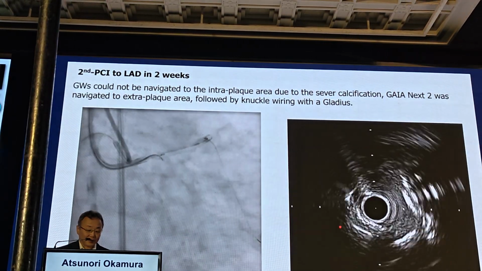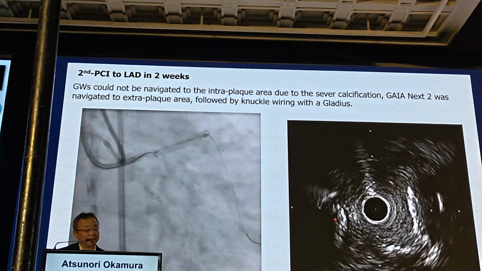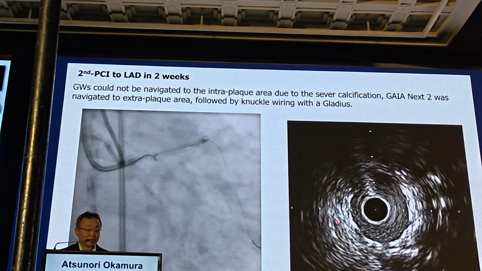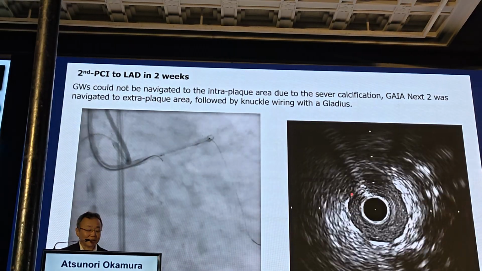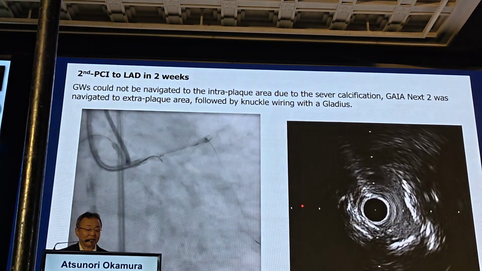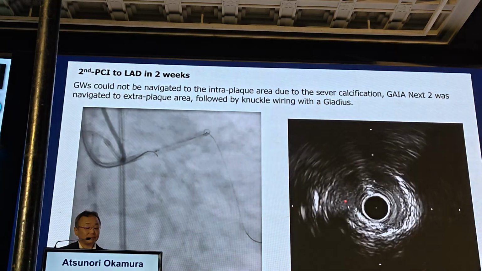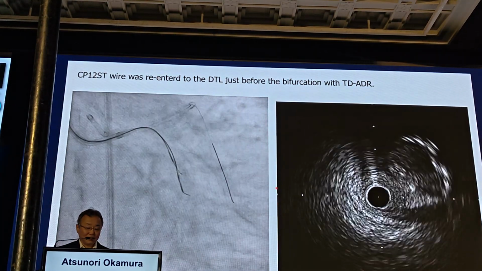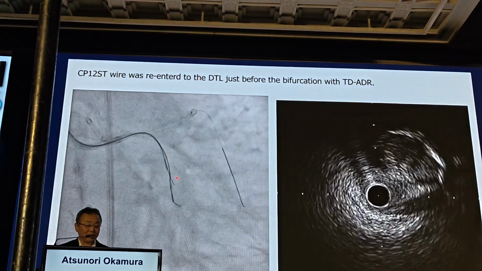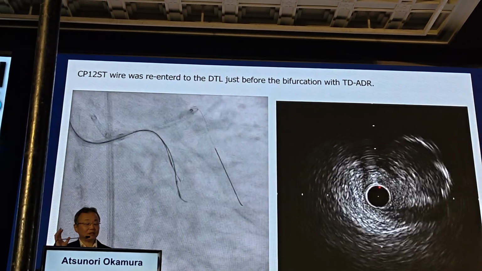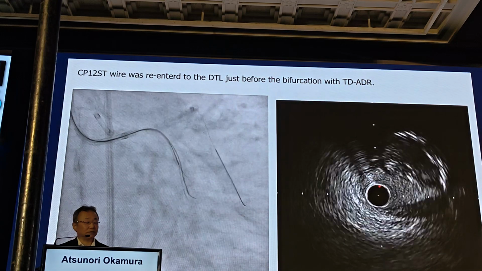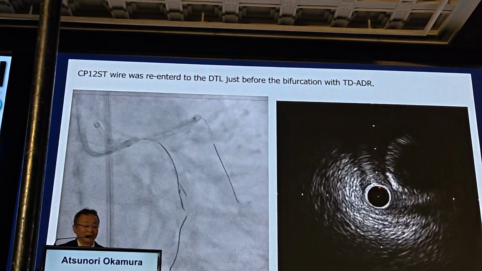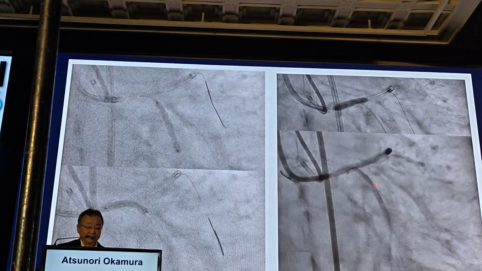This is the entrance of the LCX, very calcified. The guide wire could not be entered into the center part of the calcification. So that's why I intentionally navigated the guide wire tip to the sub-intimal space using a tip detection method. Then I did knuckle wiring, and I did a re-entry from here, TD-ADR. So navigation of the sub-intimal space is also okay if you can do the tip detection method or retrograde approach or Stingray. But anyway, I put the stent and I referred.